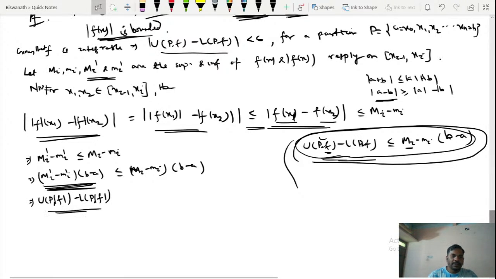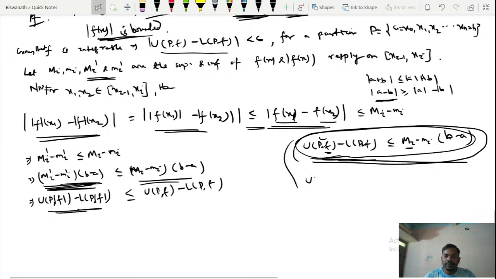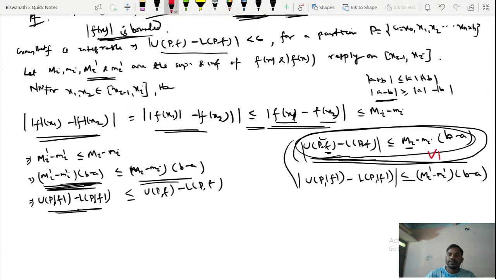So this is less than this one, so we can write it in place of this one, and again this one is less than UPF minus LPF. That means this one is less than this one. Similarly, if you write this for mod f, U(P, mod f) minus L(P, mod f) will also be less than (capital Mi dash minus small mi dash) times (B minus A). And here it is saying that this one is greater than this one. So similarly, you can say this one is greater than this one. So that's what I wrote here.